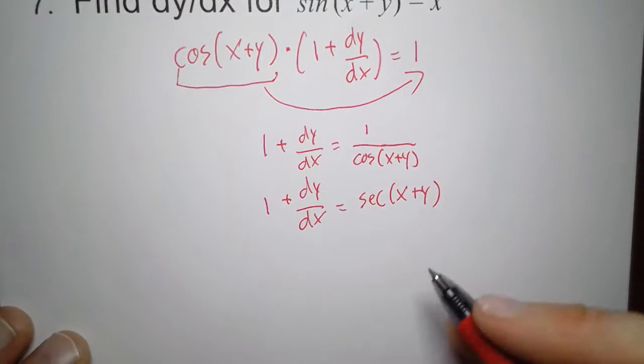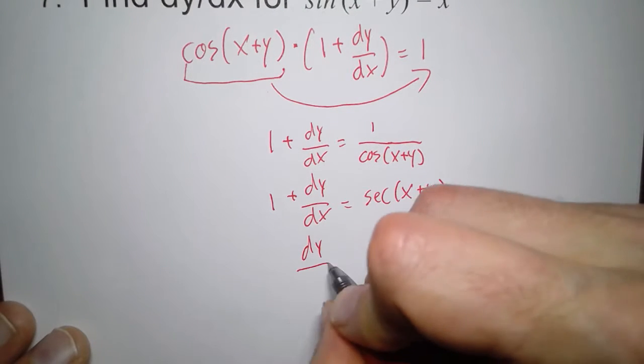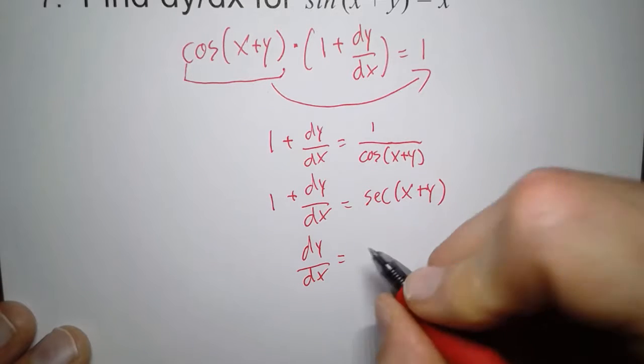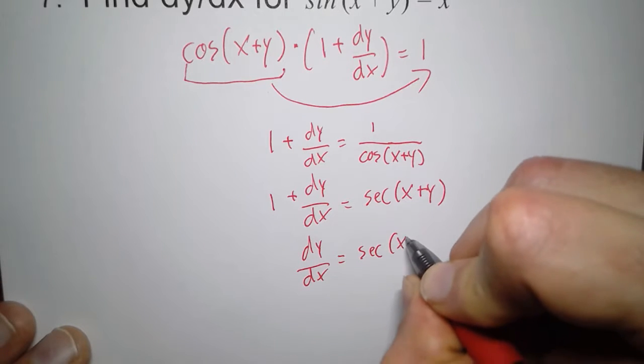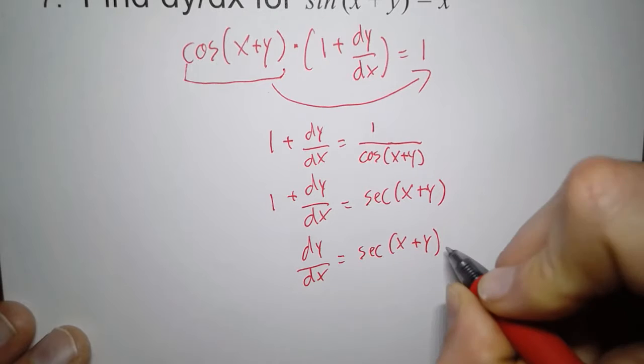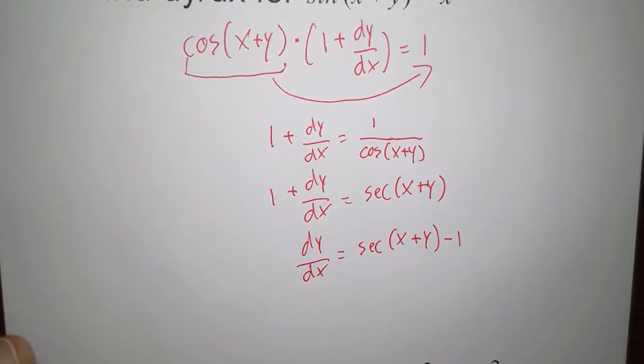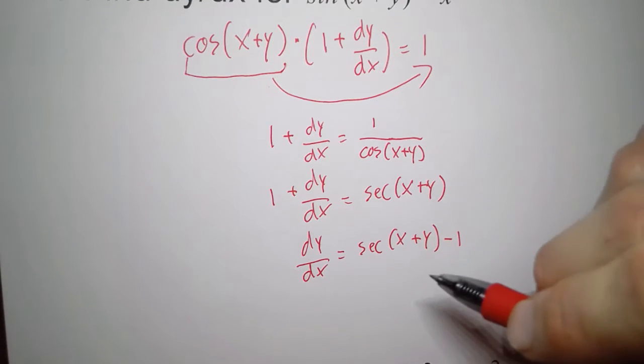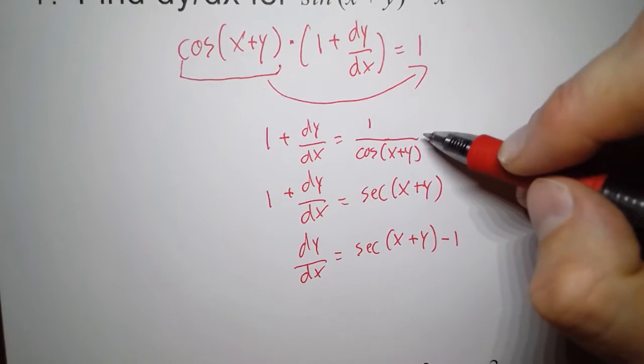And then we subtract 1. So dy/dx equals secant of x plus y minus 1. And that is our derivative. Some people would prefer you leave it in this form.